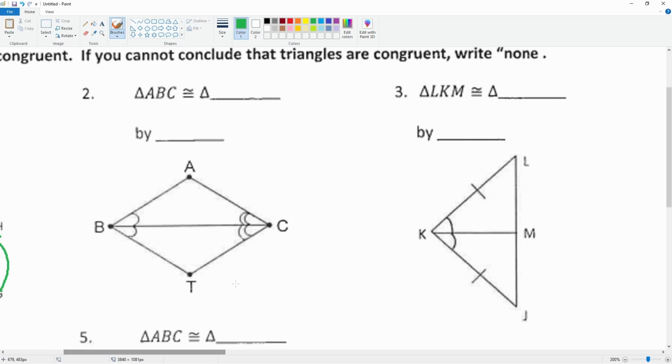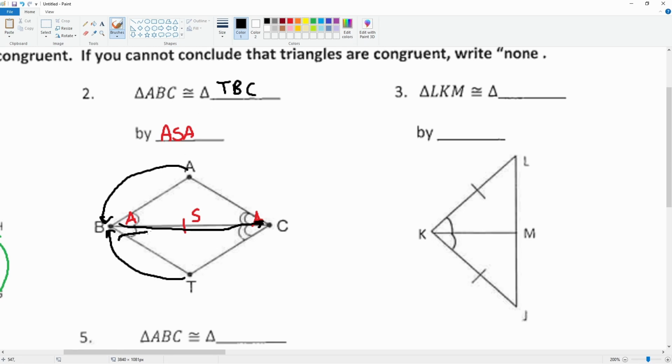Number 2. Let's take a look. We have an A here and A here. This is by reflexive, so you get a side. So this is congruent by angle, side, angle. We write from A, B, then goes across to C. So this is going to be T, B, C. So T, B, then goes across to C.